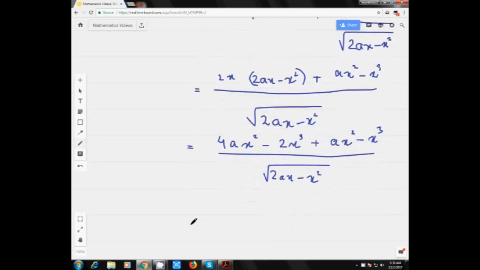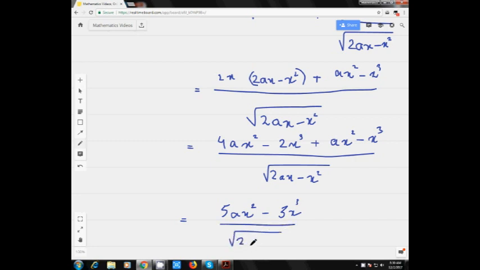You have to collect the like terms, and you may get 5ax square, and 2x cube minus x cube becomes minus 3x cube, all divided by square root of 2ax minus x square, and it is the answer for f prime of x. Let me confirm it from your textbook. 5ax square minus 3x cube divided by square root of 2ax minus x square. Yep, it is the answer.